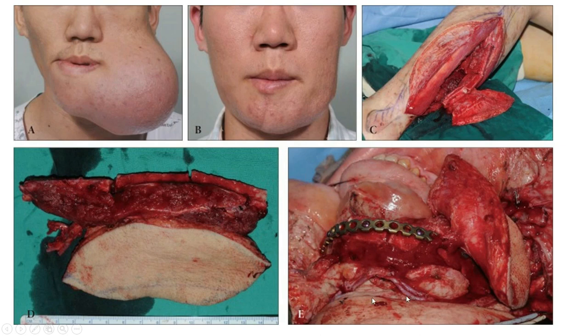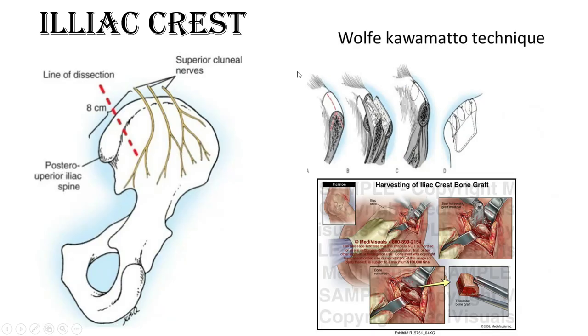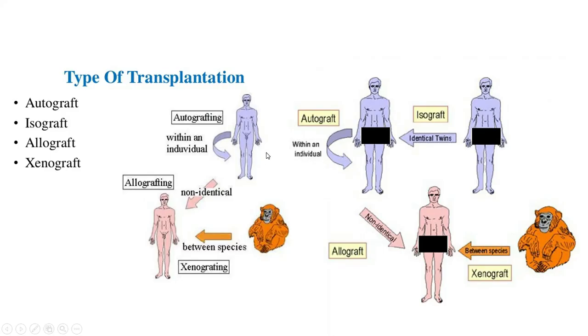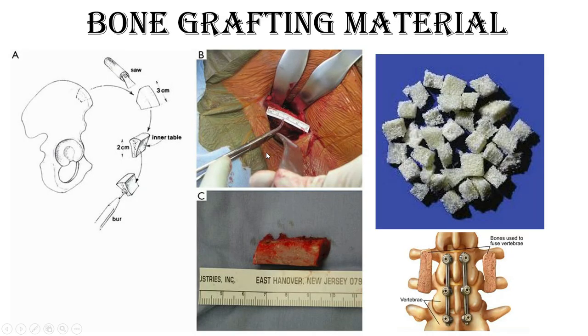Suppose this is the defect after the operation. See, this defect is reconstructed by a vascular fibula, and see this face. So it is magic, you know. And I think I can cover all the information which is very important for bone graft. Thank you.